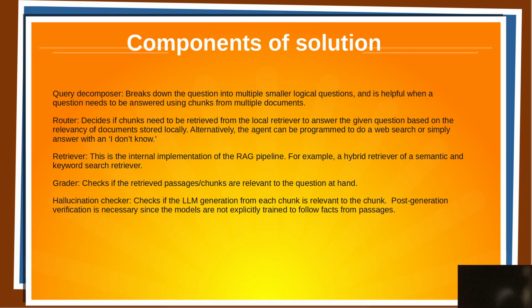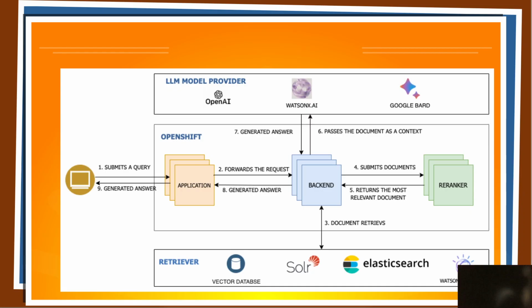What are the components? You have a query decomposer, a router, a retriever, and a grader that checks if the passages or chunks are relevant to the question on hand. Then finally, a hallucination checker to see if each chunk of data is relevant. And then there's also post-generation validation and verification, since models are not explicitly trained to follow facts from passages. So here is a different view.